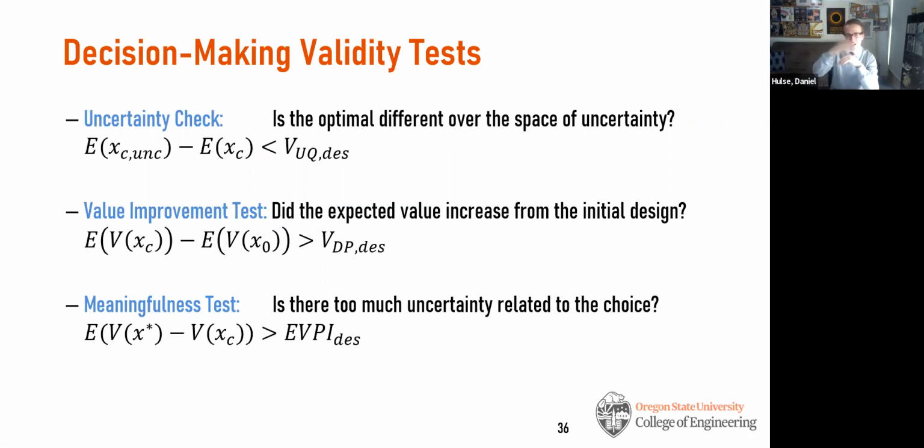And then finally, we have this idea of a meaningfulness test, which is basically looking at if you're making the choice under too much uncertainty, or whether you should wait to reduce the uncertainty before making the choice. And this looks at how much better would the design be over the space of uncertainty if you were able to reduce it before you made the decision. And so these are our tests.